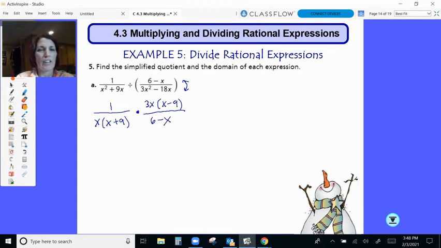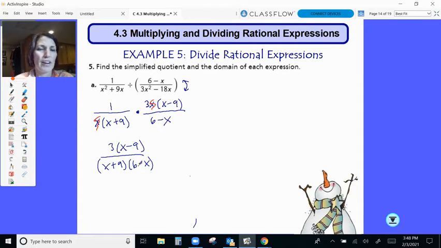So it looks like I don't have a lot of common factors, right? I just have this x here and this x here. I can't cancel these 3 and the 6 guys because remember that's not a factor. And so what I'm going to be left with here is just 3 times x minus 9 over x plus 9, and then 6 minus x.